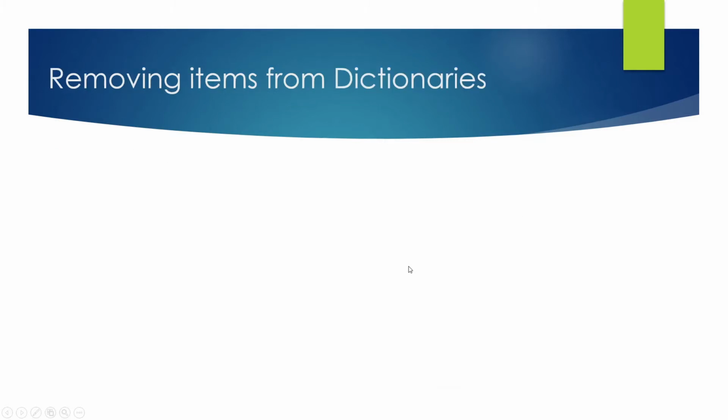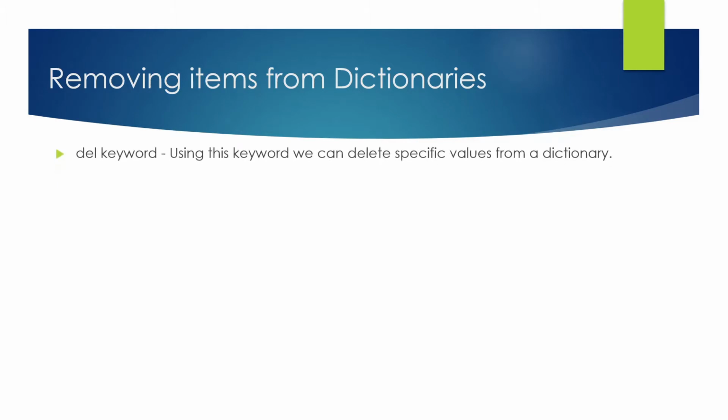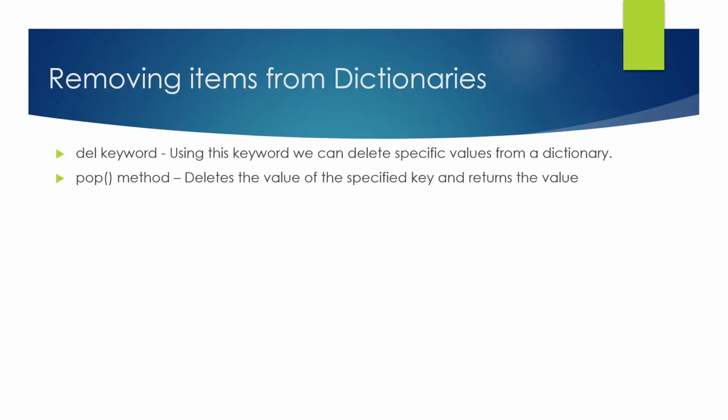We'll take an example of that to understand it better. Now, if we can access and add the items in the dictionary, we can also remove them. There are several ways to do that. The first would be the del keyword. Using this keyword, we can delete specific values from a dictionary. We'll take an example for that. Second is your pop method. It deletes the value of the specified key and returns the value. You can manipulate that value by taking it into some sort of variable.